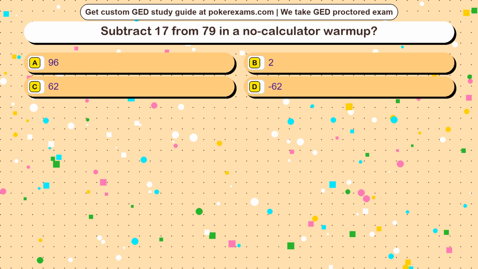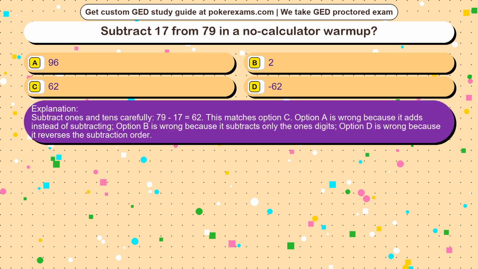The correct answer is option. Subtract 1s and 10s carefully. 79 minus 17 equals 62. This matches option C. Option A is wrong because it adds instead of subtracting. Option B is wrong because it subtracts only the ones digits. Option D is wrong because it reverses the subtraction order.